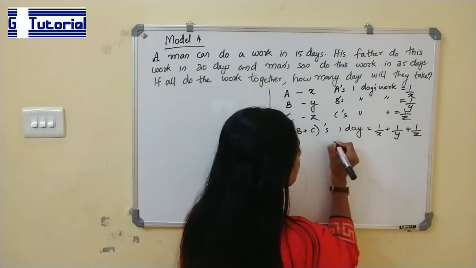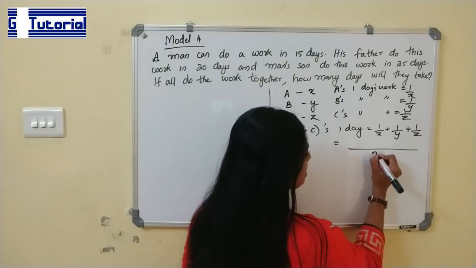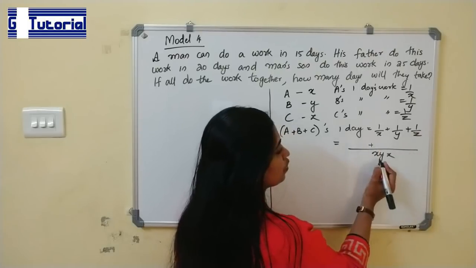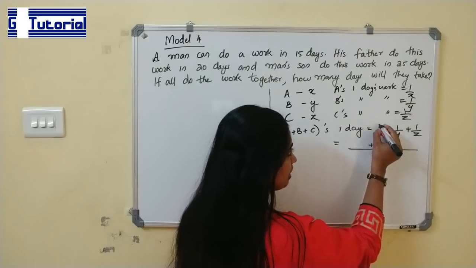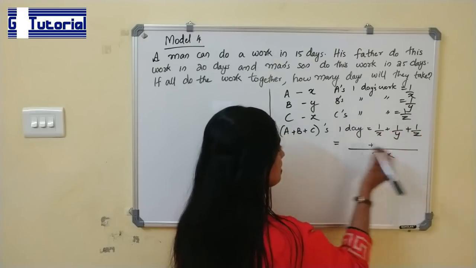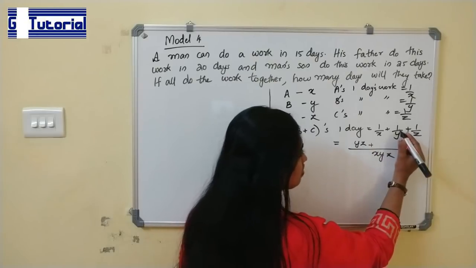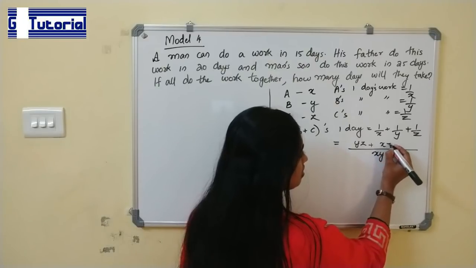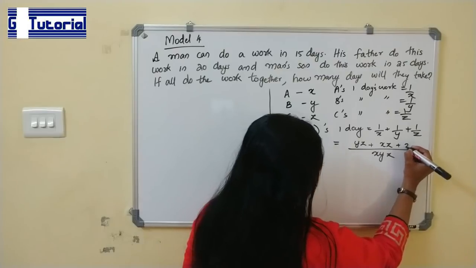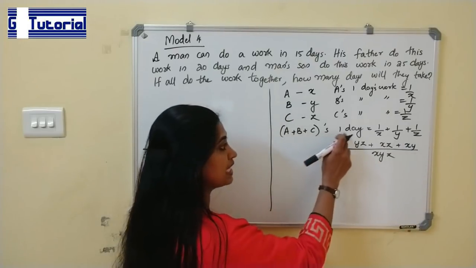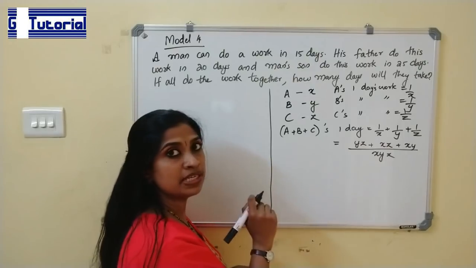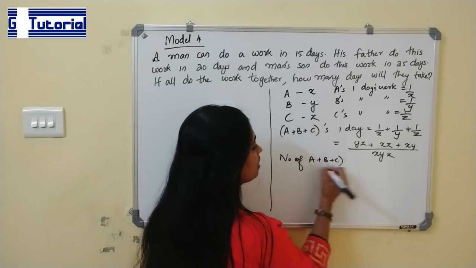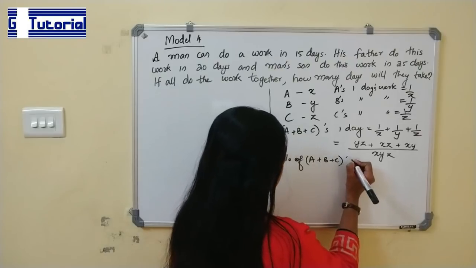Now we can solve this. We can take the LCM. LCM is xyz. The first term is 1 by x. We have to multiply x with yz to obtain xyz. So similarly we are multiplying 1 with yz. So the first term is yz. Next term is 1 by y. y is multiplied by xz to obtain xyz. Similarly, the numerator is also multiplied. Similarly here it is xy. This is A plus B plus C's 1 day's work. The reciprocal of this gives the number of days taken by A, B and C together to complete the work.